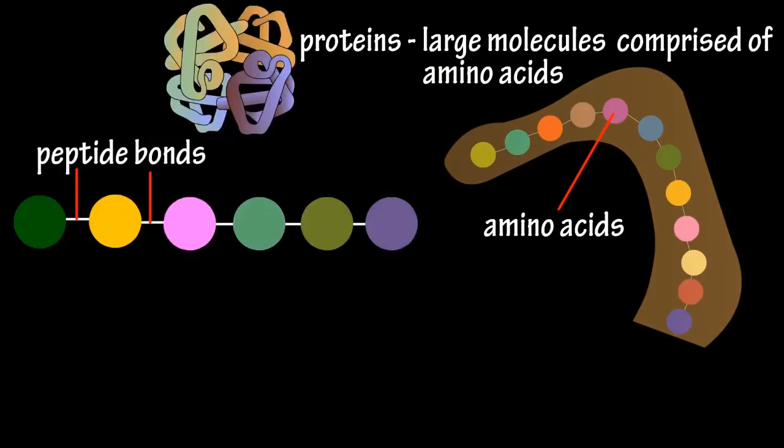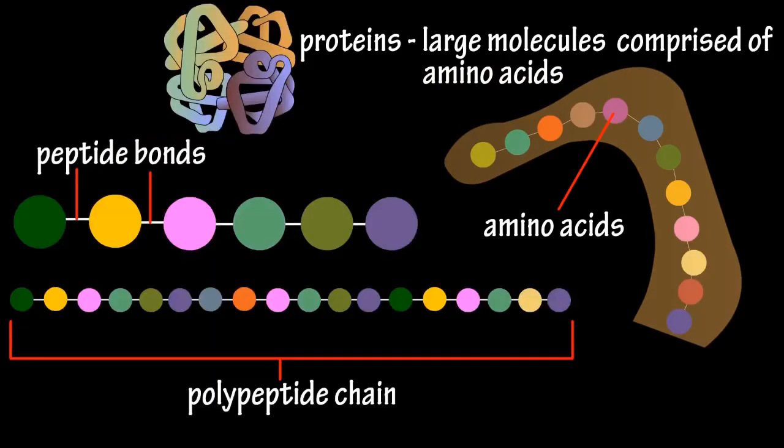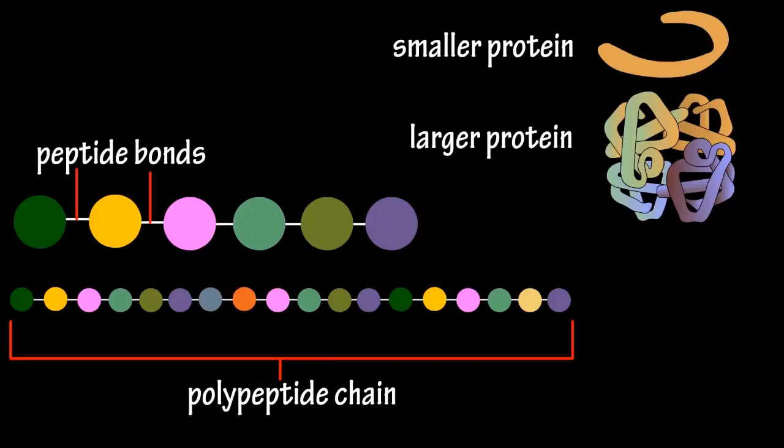Amino acids are linked together by peptide bonds to form a polypeptide chain. Some proteins are single polypeptide chains, and other proteins can have folds and many polypeptide chains linked together. There are two main places that protein digestion takes place: in the stomach and in the small intestine.